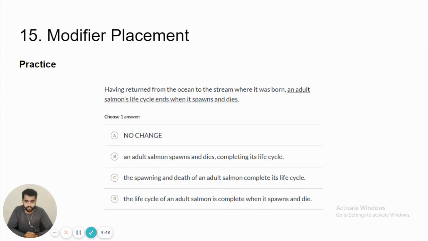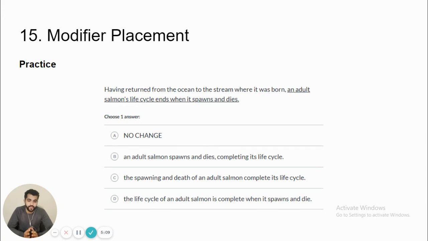Let's see a sample question. Having returned from the ocean to the stream where it was born, an adult salmon's life cycle ends when it spawns and dies. Now, the issue with this is that we have a modifier, having returned from the ocean to the stream where it was born, right?